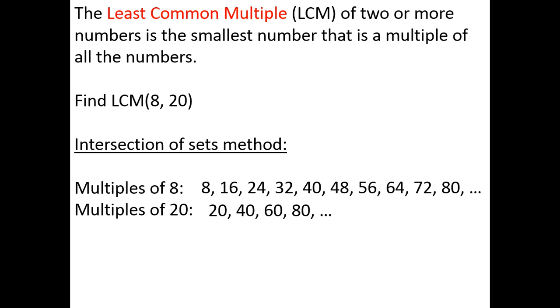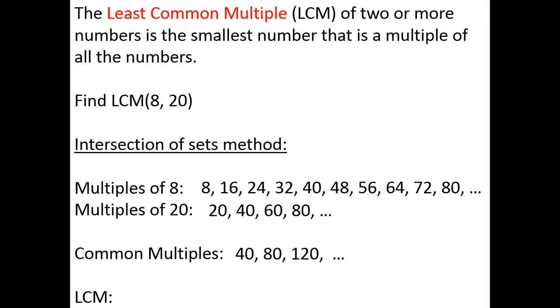Now obviously these are infinite sets, but we're still looking for the intersection of those two sets. We're looking for what they have in common, because those would be what we call the common multiples. So the multiples that are in both sets are the 40 and the 80, and 120 would be in there, and that set would continue on. It's infinite. But of those numbers that are common multiples, we want the smallest. We want the least. So the least common multiple is the smallest number in that set of common multiples, which is just 40.